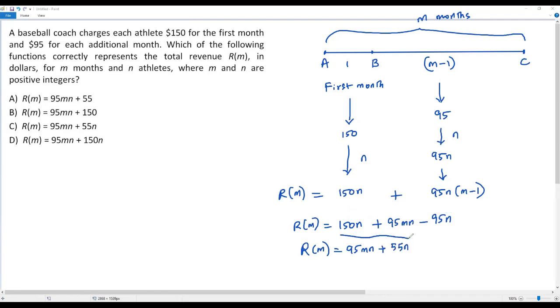Okay, here I got the function which gives the total revenue. I find this function in answer choice C. The correct answer choice for this question is C.